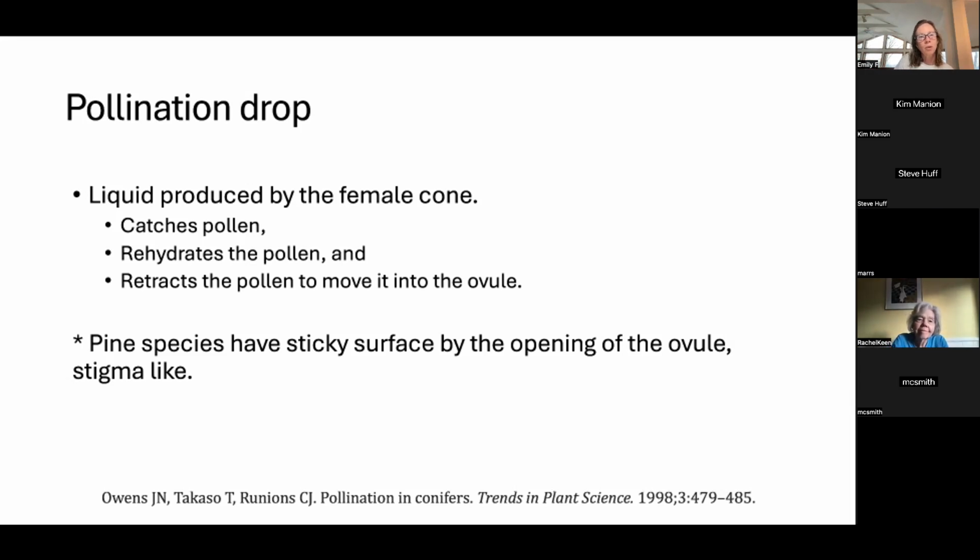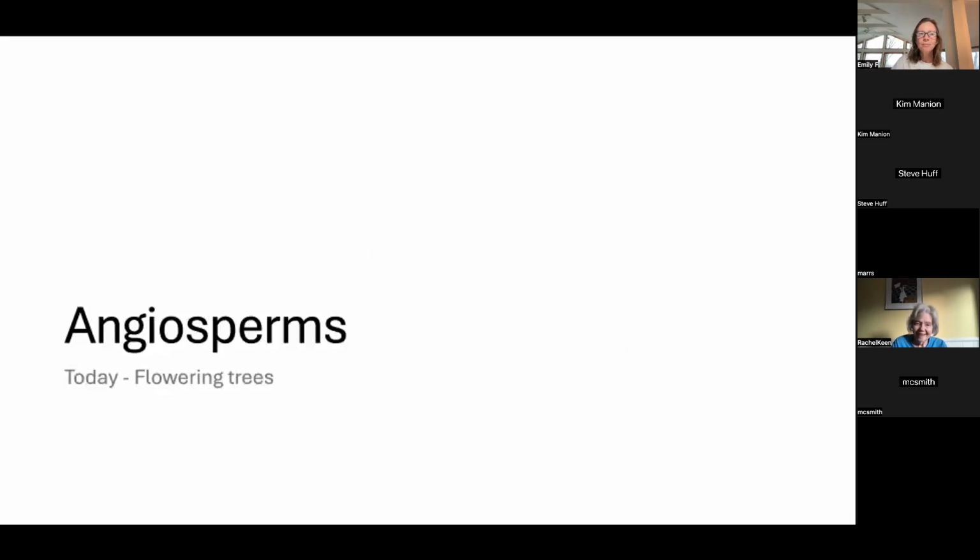And it should be noted that some pine species have a sticky surface on the opening of their ovule that's almost like a stigma on a flower. So instead of having that pollination drop, they'll have a sticky surface at the top, which will allow that pollen to get stuck and then eventually get moved in. And I think that's really cool. That's one of the things I learned between last time I presented this and this time.